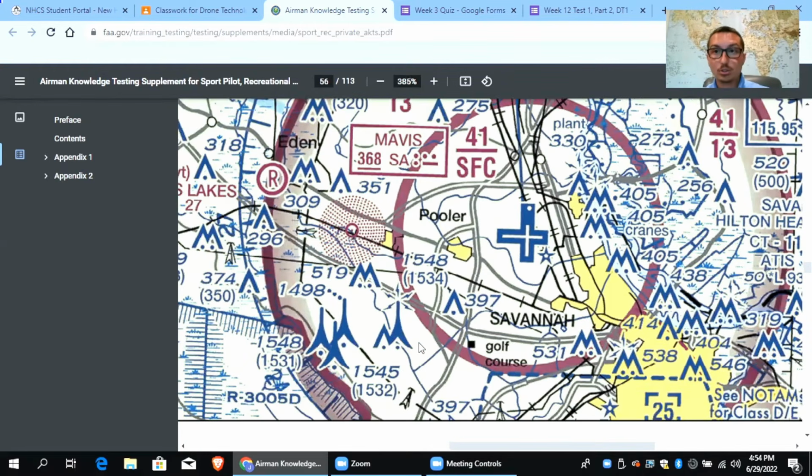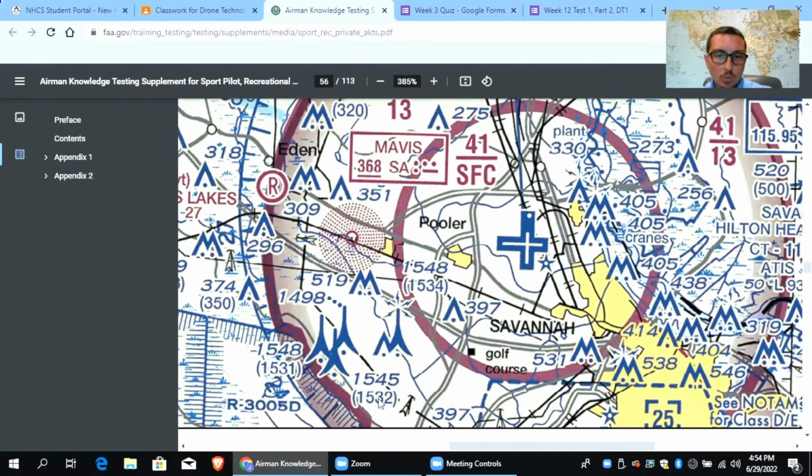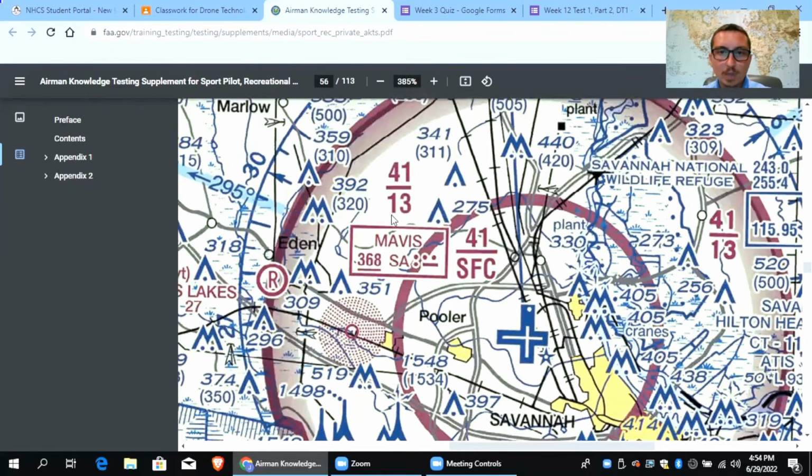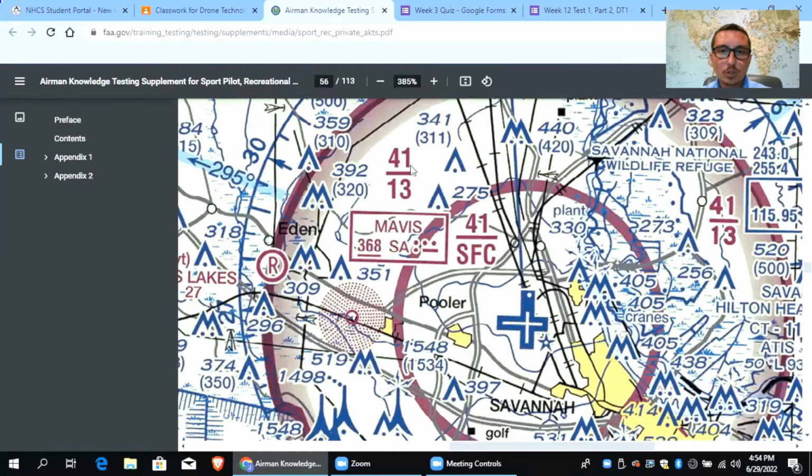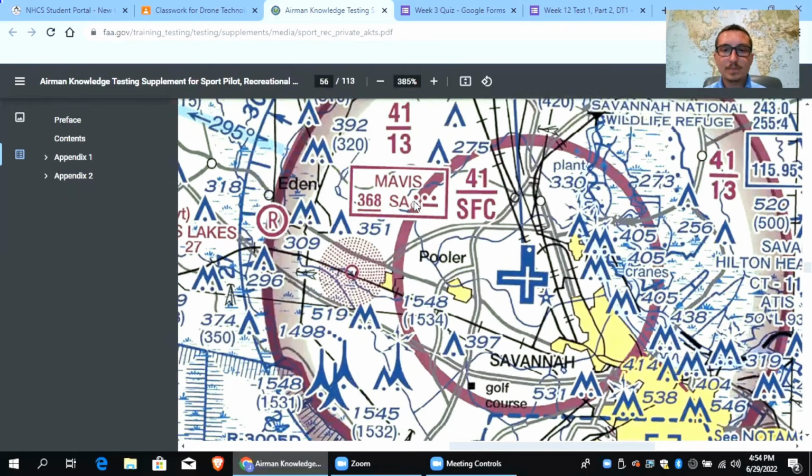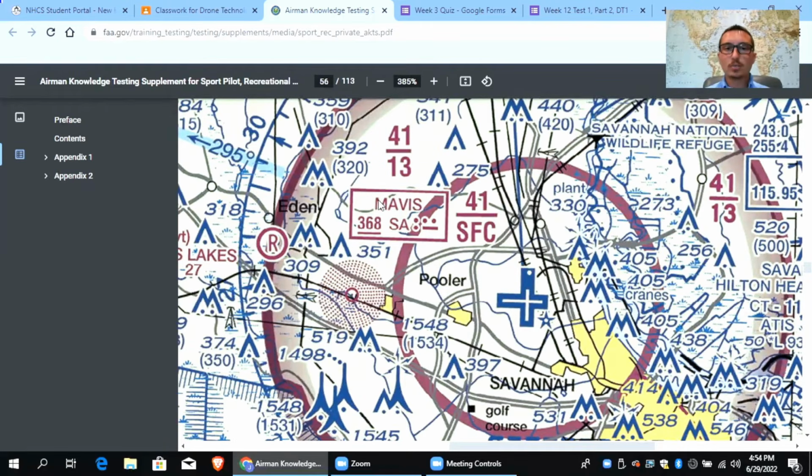All right, this one gets tricky. This one's actually a good question. Right here, this tower is 1,532 feet AGL. Remember, the top number is MSL, the bottom number is AGL. And we see that this Class Charlie airspace is 41/13. What that means is we add two zeros to get the floor and the ceiling of this airspace. So this Charlie airspace starts at 1,300 feet and goes up to 4,100 feet MSL, by the way. The only one that's AGL is Echo.